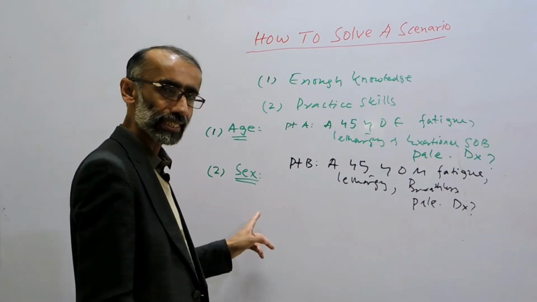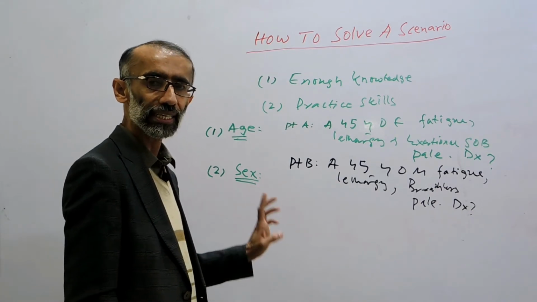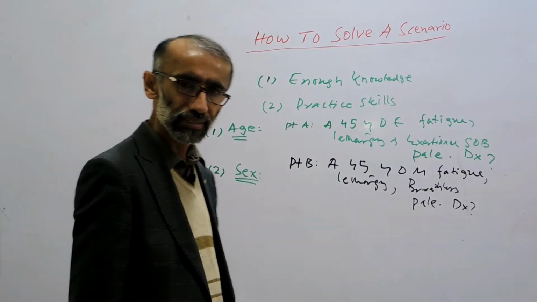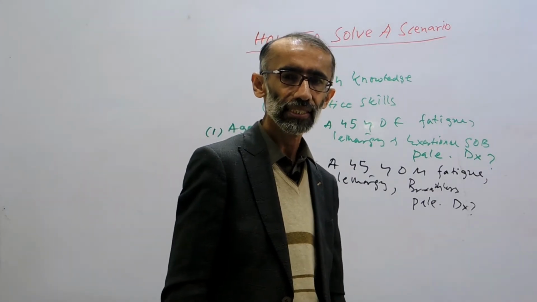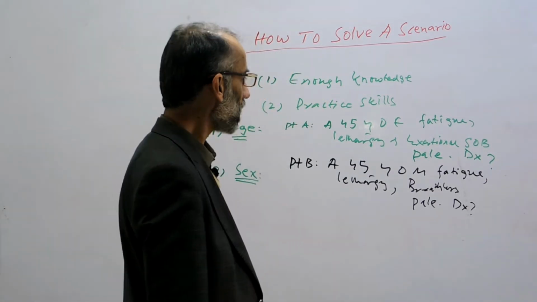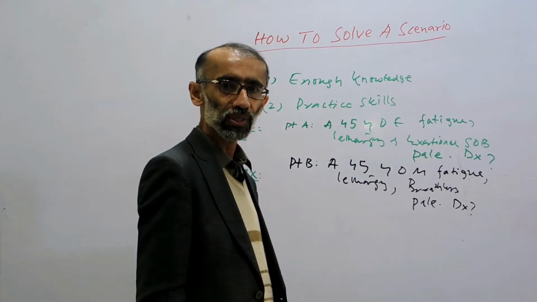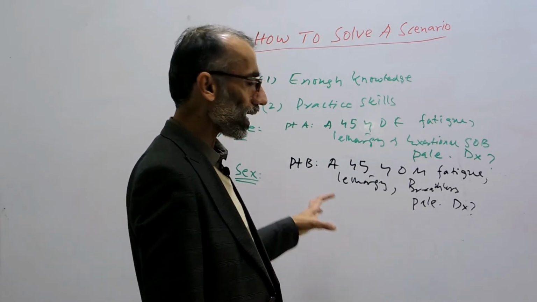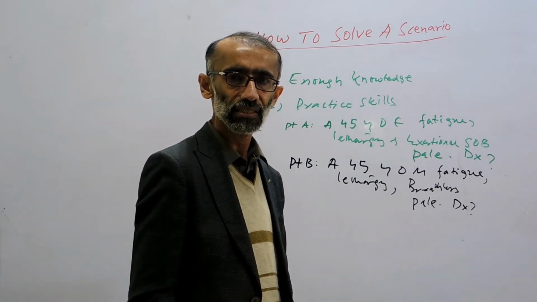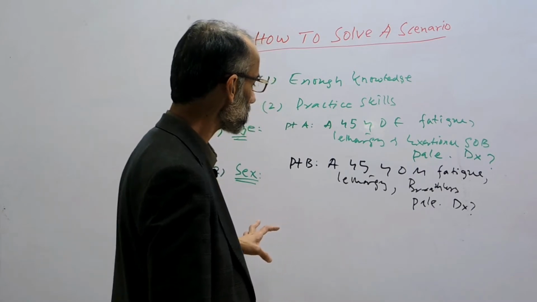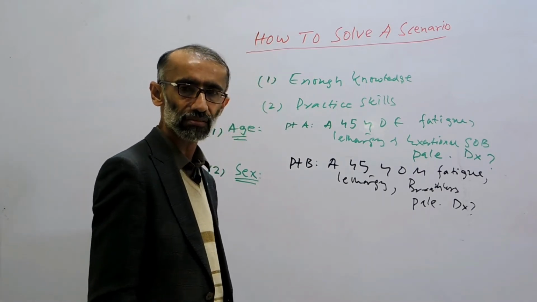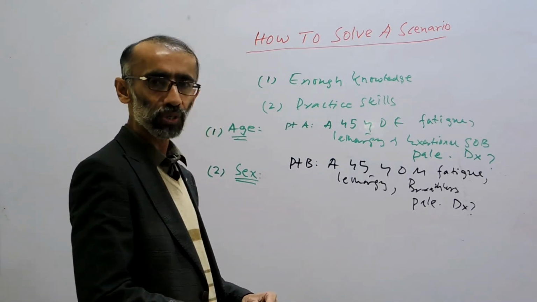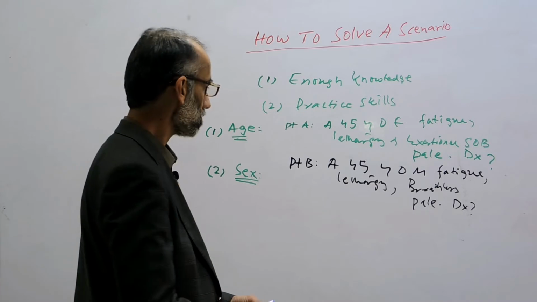So on the basis of sex, as we know, certain diseases are gender specific. Iron deficiency anemia, SLE, IBS, rheumatoid arthritis, hypothyroidism are more common in females. While ischemic heart disease, hypertension, diabetes mellitus, myocardial infarction, stroke, osteoarthritis are more common in males.